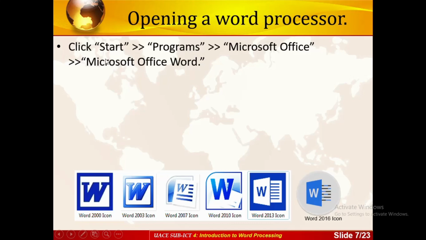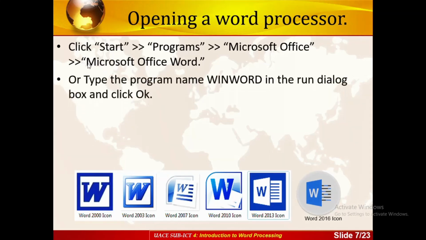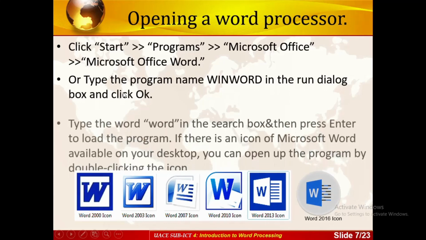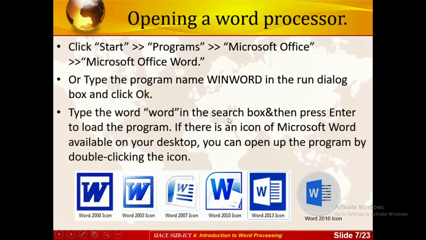Normally, we click on the search button. Then you click on all programs, and from all programs, you click Microsoft Office. Then under Microsoft Office, that's where we select Microsoft Office Word from the list of programs like Microsoft Excel, PowerPoint, database. Or you can type WinWord in the run dialog box and click OK, or you can type the word Word in the search box, then press enter to load the program.